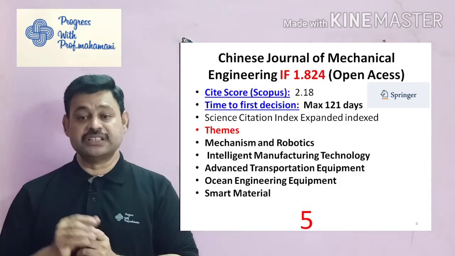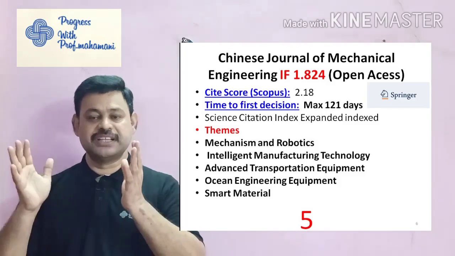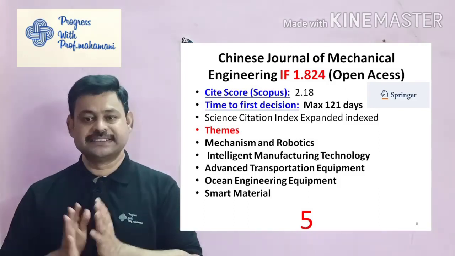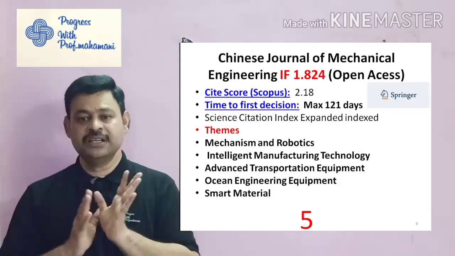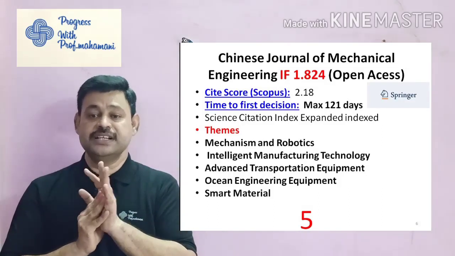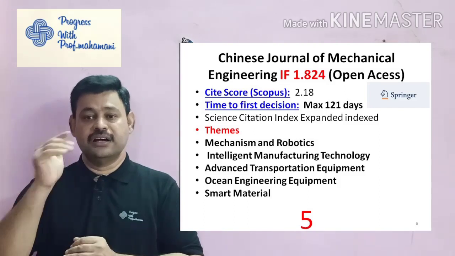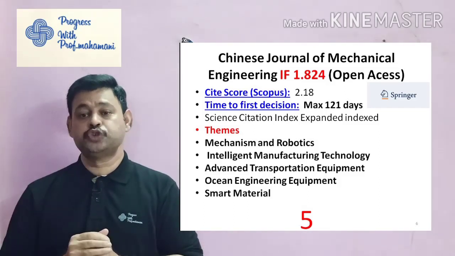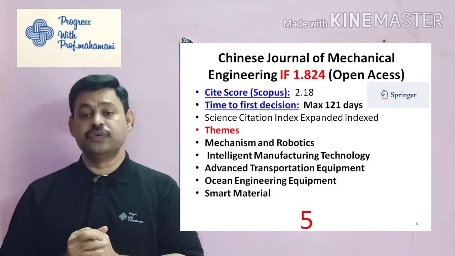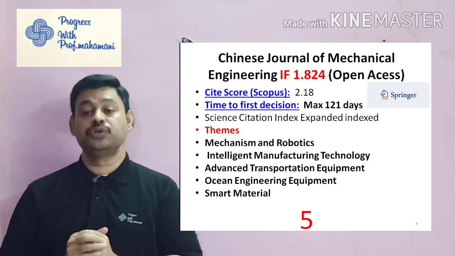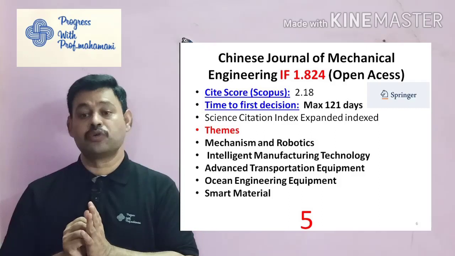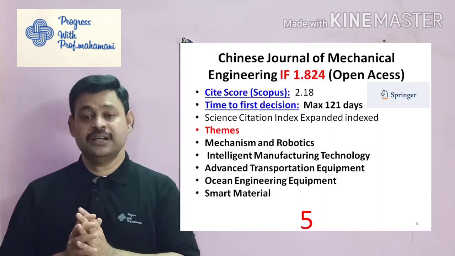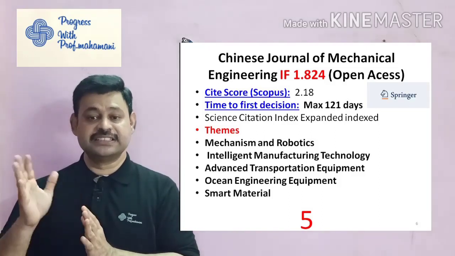The fifth one is the Chinese Journal of Mechanical Engineering. The impact factor for this journal is 1.8. This is an open access category, but there is no article processing charge. It is not a paid journal. This is a Scopus indexed journal. The CiteScore for this journal is 2.18. The time to first decision is a maximum of 121 days, approximately 4 months. They give the first decision within that time. This is a SCIE indexed category.